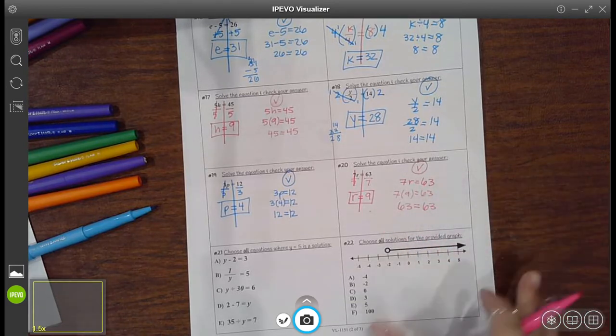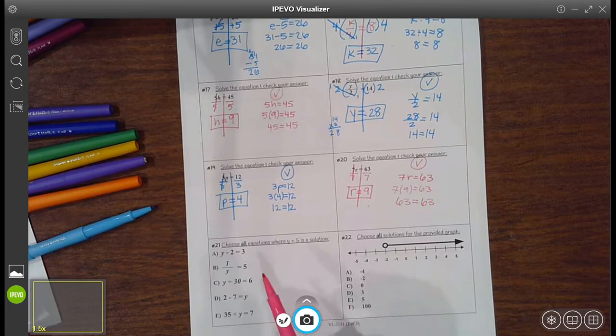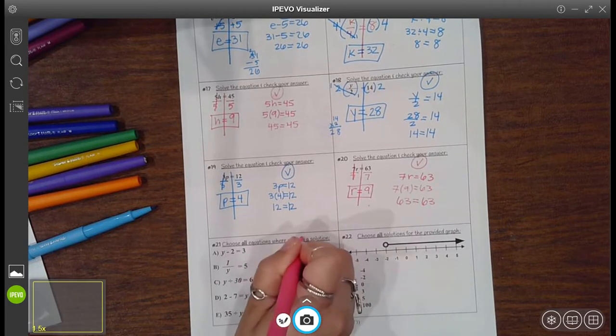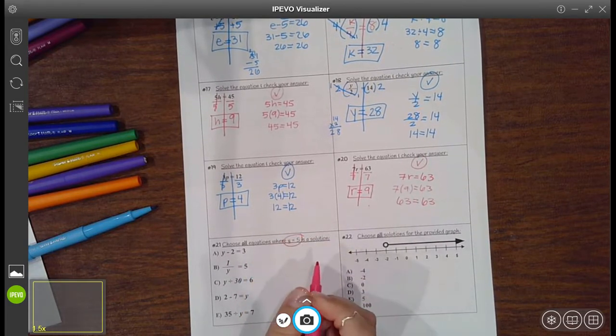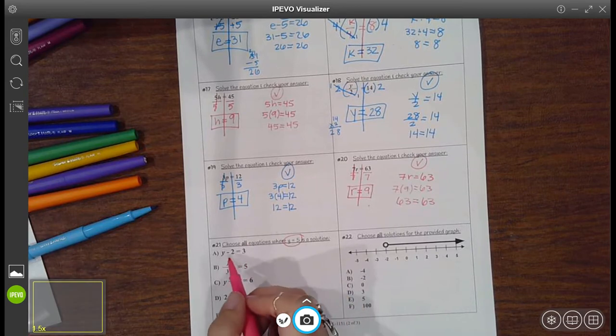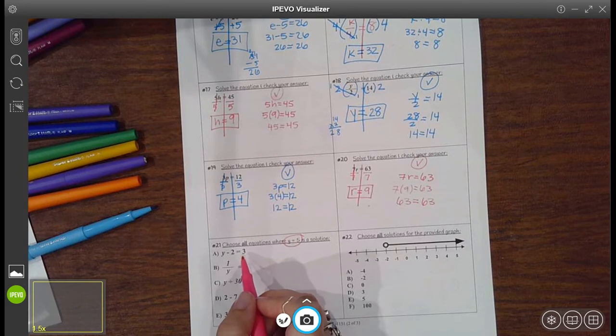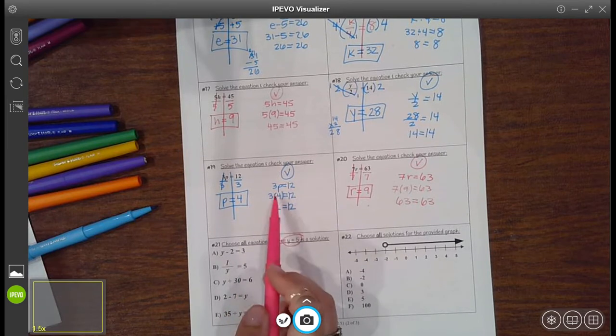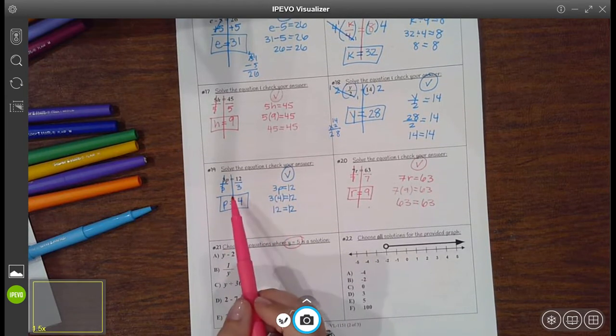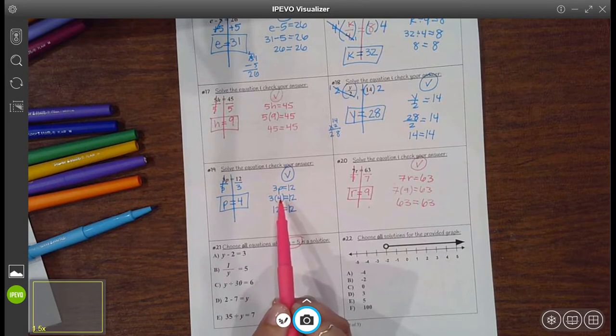Okay, now for this one, it says choose all equations where y equals 5 is a solution. So essentially, this is saying, hey, I solved this, and I think the answer is 5. Am I right? Can you check it for me? So you don't have to actually solve this. You're just doing the checking part.